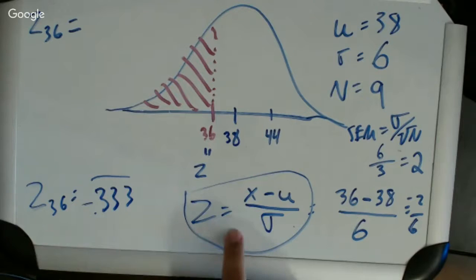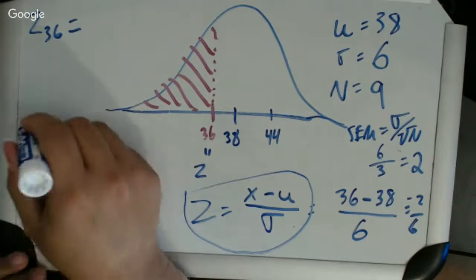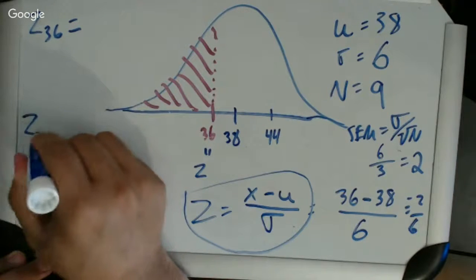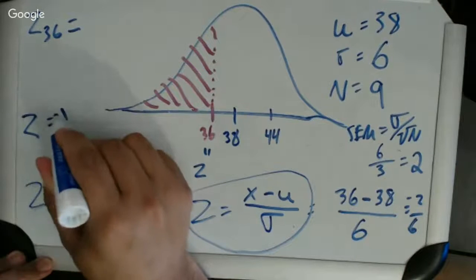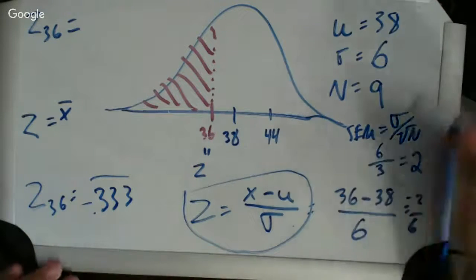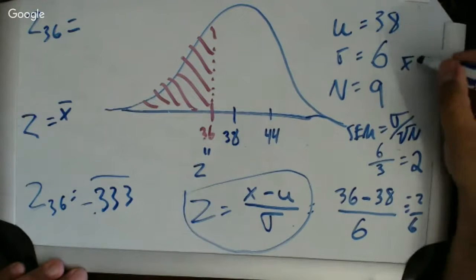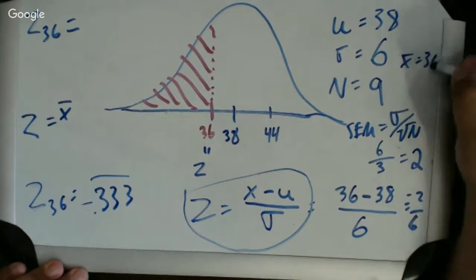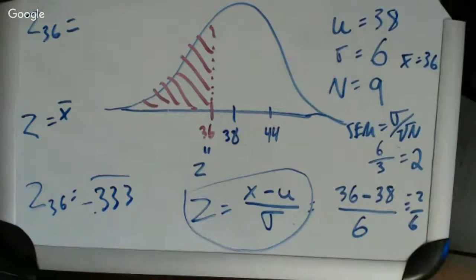And really, it's the exact same formula here. So we're just saying when we're talking about the sampling distribution, z is equal to x bar, now the average score we're interested in, right? Because now we're not interested in individual scores. But in this case, the average score they want to know about is the same thing. They want to know about 36. Right, so how many of the averages will be to the left of 36?